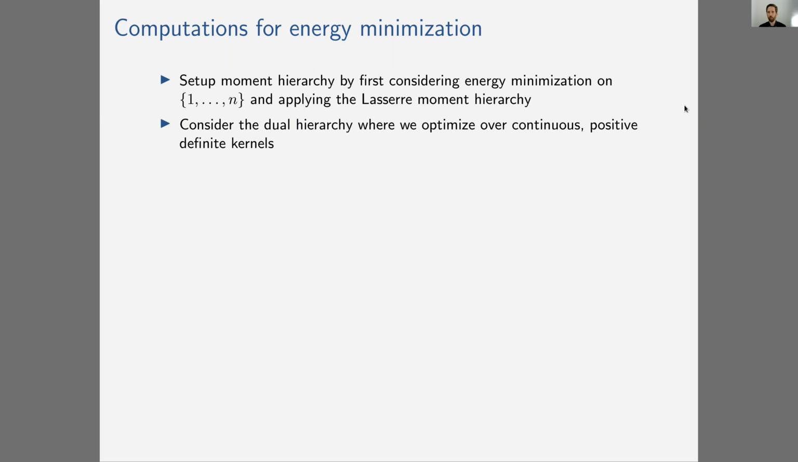So we consider the dual hierarchy, and this is going to be optimization over continuous positive definite kernels. And of course, we may now assume that these kernels are invariant under the symmetry group of the problem, which is going to be the orthogonal group if we consider problems on the sphere. And then we realized that the first step in this hierarchy is Yudin's bound, which is the energy minimization version of the Delsarte bound. So that's not interesting if you want to compute better bounds, so we consider the second step.